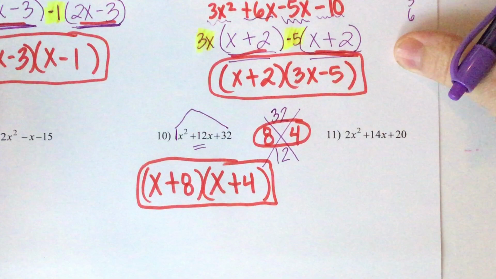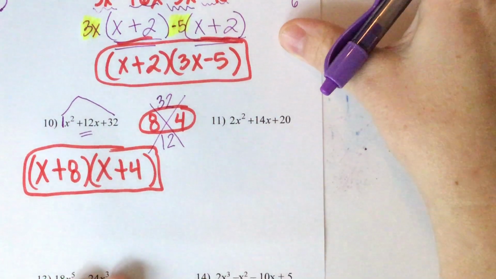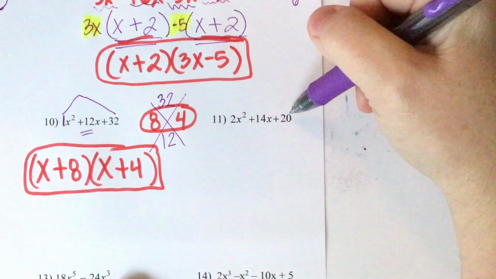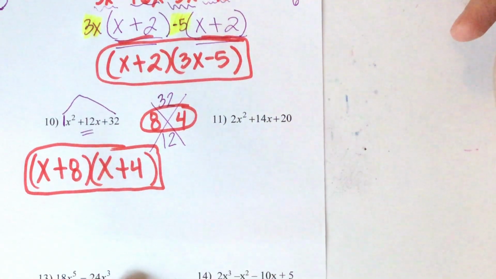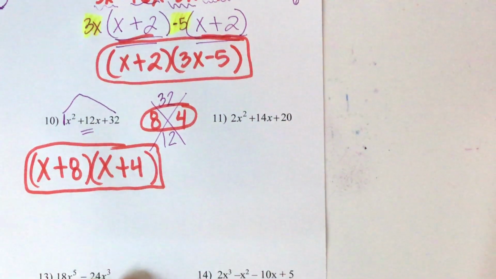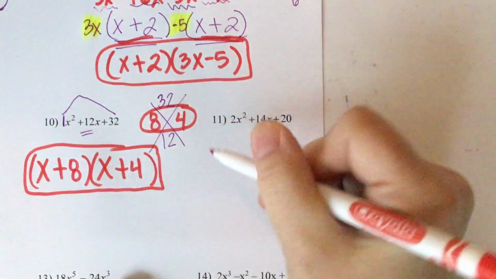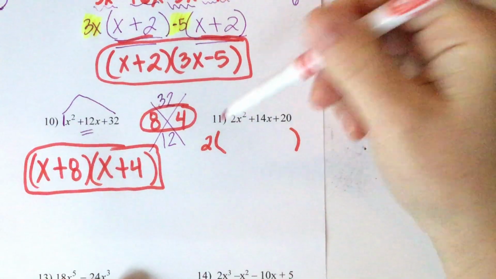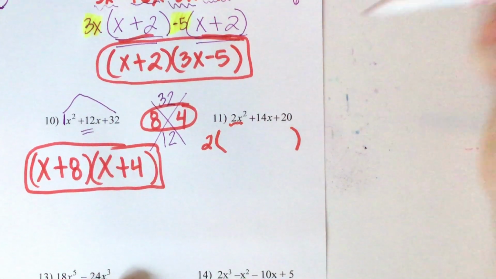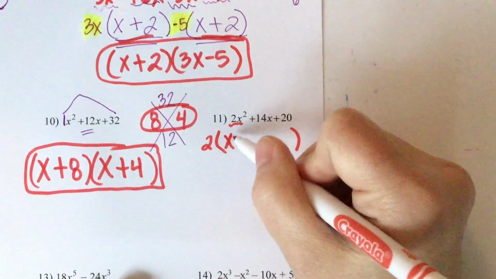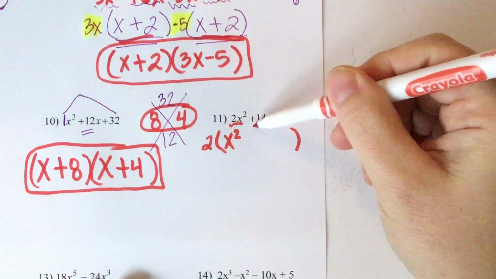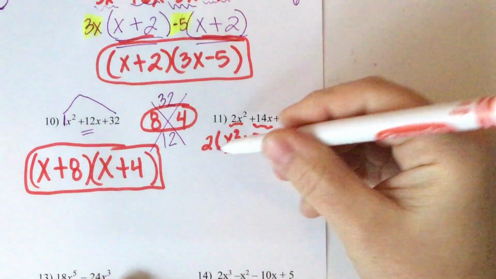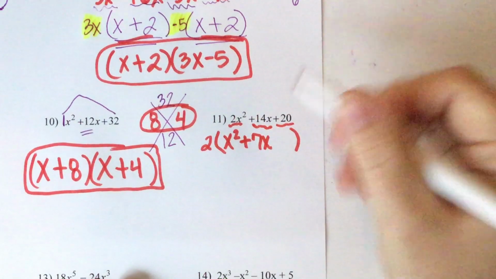Okay, example 11. First thing up, do we have a GCF? Anything that can divide into 2, 14, and 20. Yes, 2 can. 2 can go into all of those. Okay, so let's build our parentheses and get it back. 2 times what makes 2x squared? X squared. Okay, 2 times what makes 14x? 7x. 2 times what makes 20?